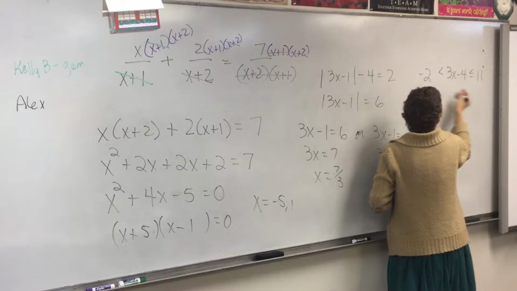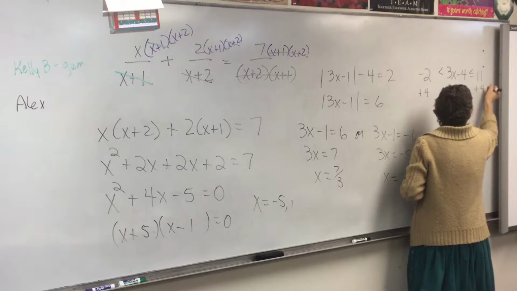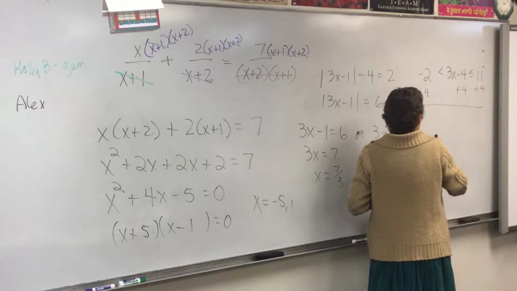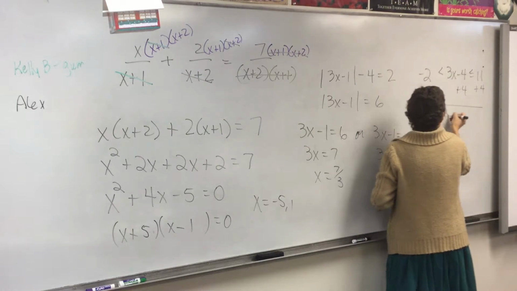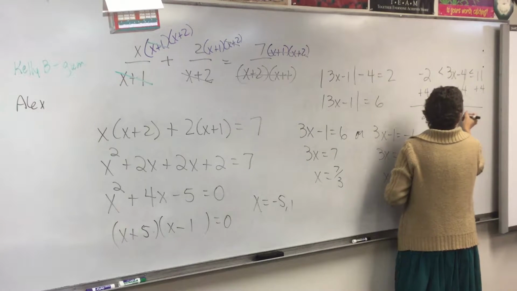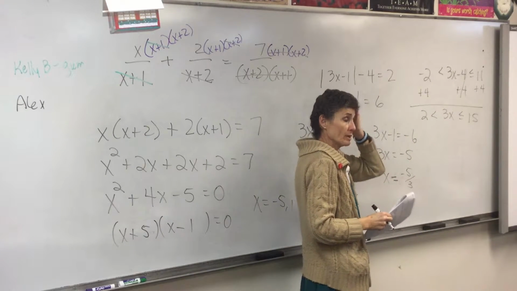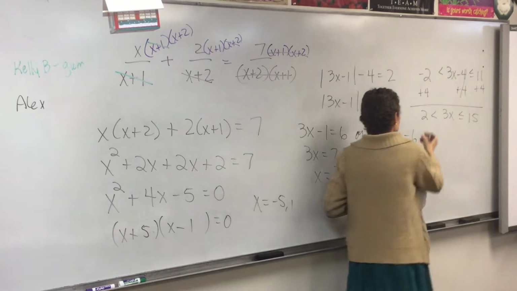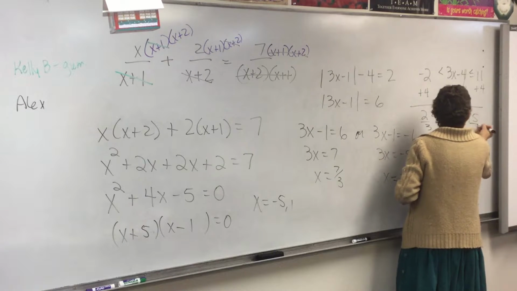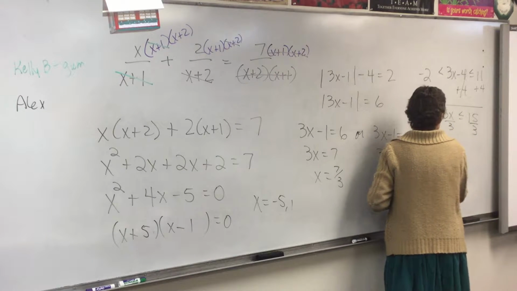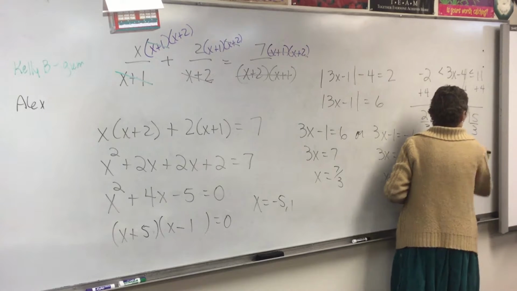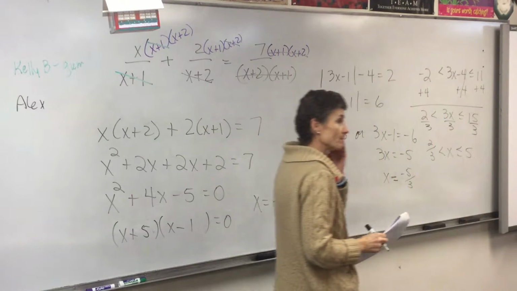So I'm going to add 4. I just have to remember to add it to all the parts. So I added 4 here, I added 4 here, and I added 4 here. And then I'm going to divide by 3, all the way across. So 2/3 is less than x is less than or equal to 5.